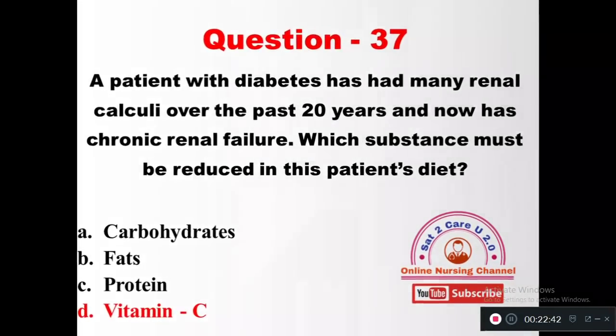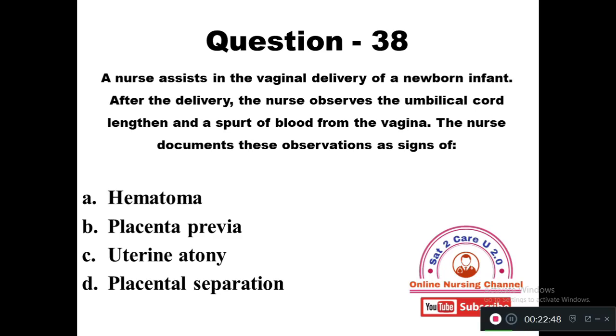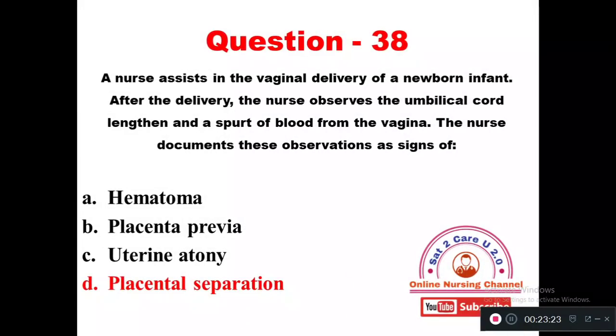Question number 38. A nurse assists in the vaginal delivery of a newborn. After the delivery, the nurse observes the umbilical cord lengthen and a spot of blood from the vagina. The nurse documents these observations as signs of option A, hematoma, B, placenta previa, C, uterine atony, option D, placental separation. So these findings suggest that the client is having a separation of the placenta. Option D is right.